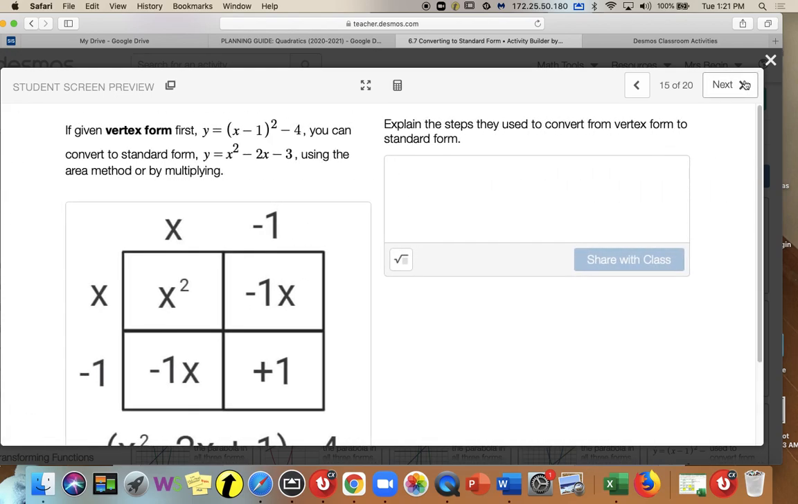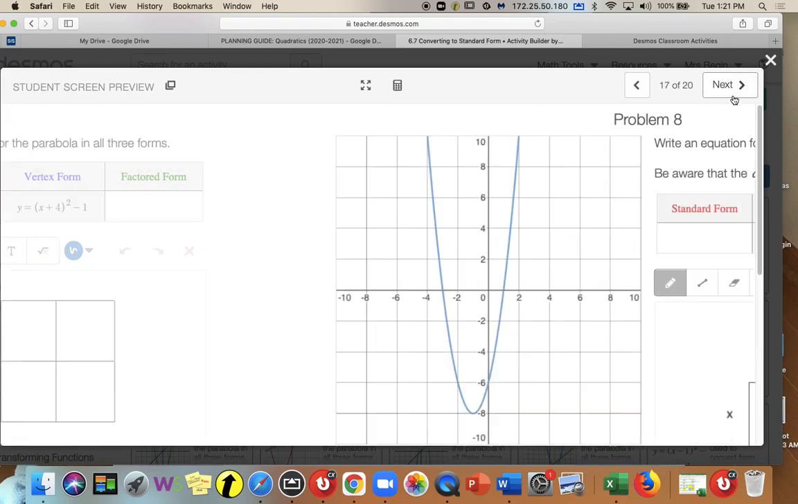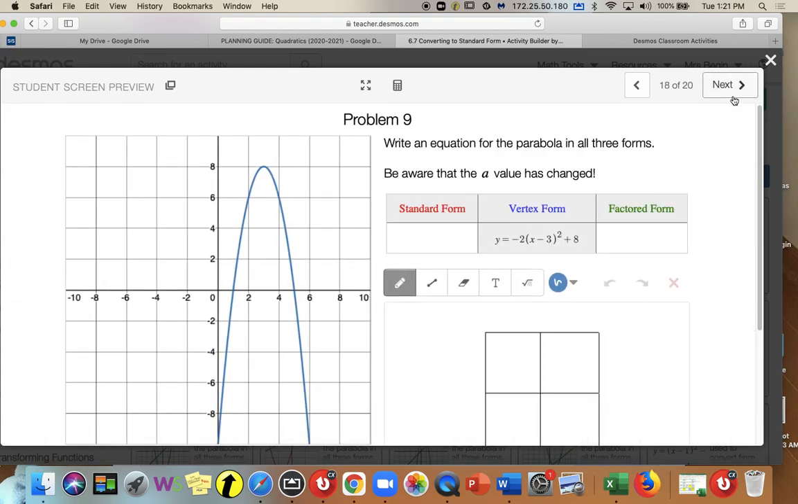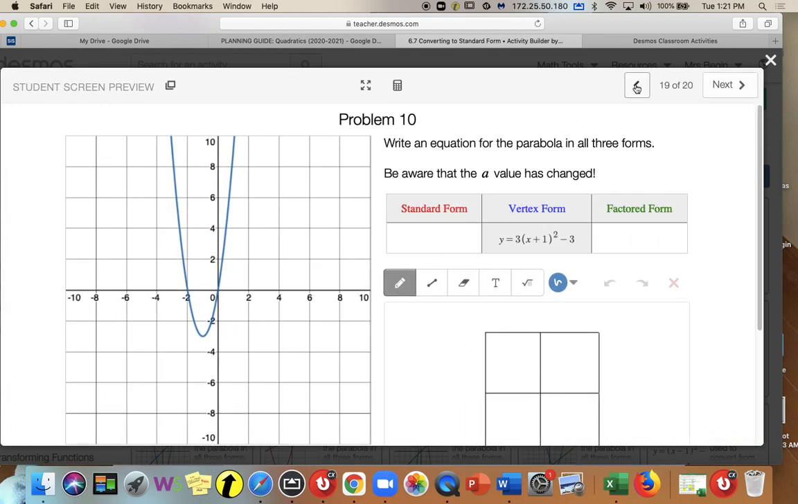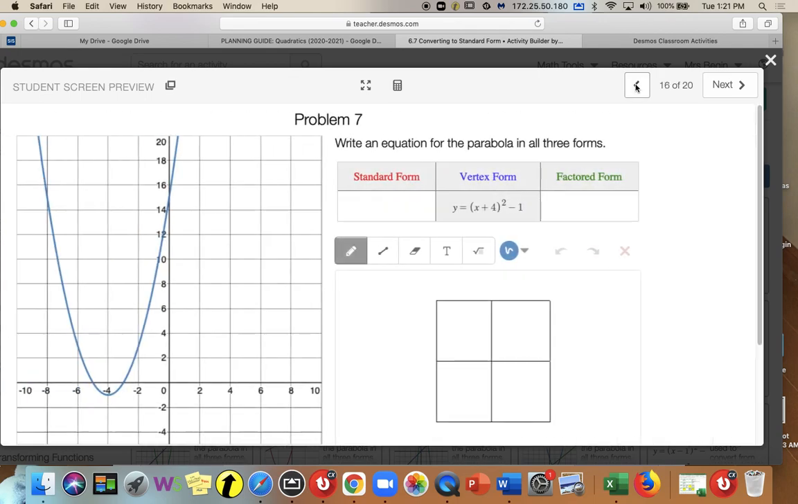And then let's take a look at vertex form. I think this is the last thing that we want to go over, is just how do you convert it to vertex form. And then that's it. Okay, so let's take a look.